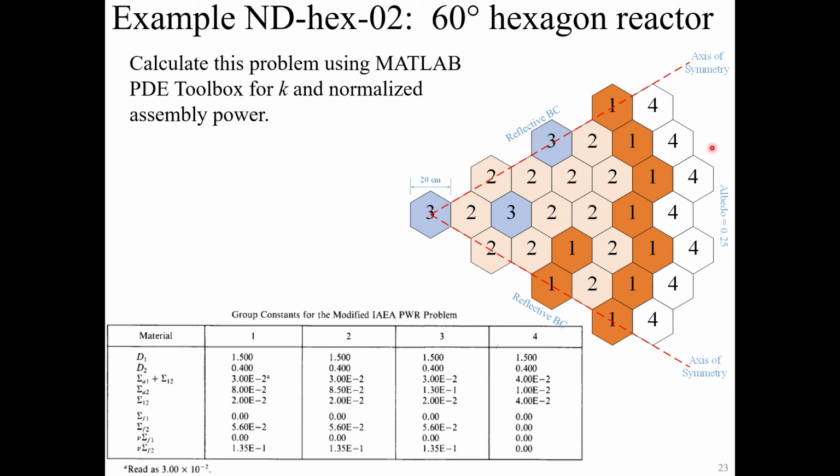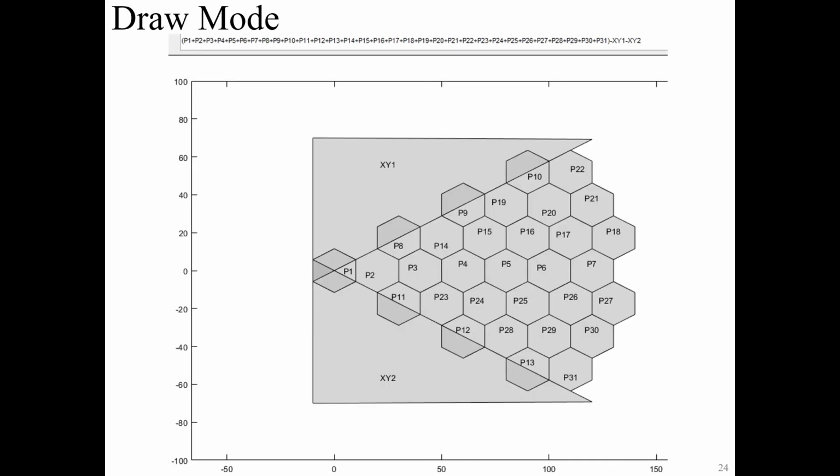The albedo boundary condition 0.25 is applied to the external boundary, and this one is reflective, and this one is also reflective. This figure shows the draw mode. You need to generate all those hexagon assemblies.